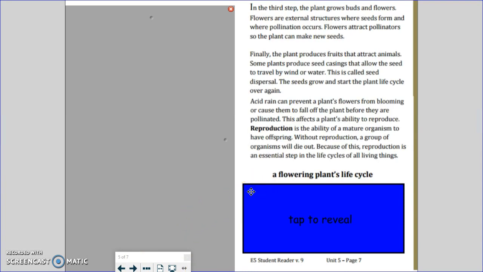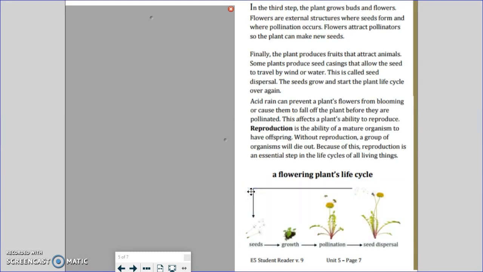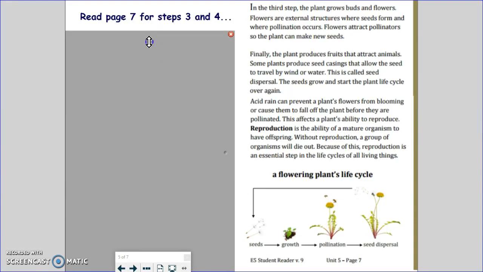Perhaps you have seen this visual before, a flowering plant's life cycle. Seeds, growth, pollination, seed dispersal, and the life cycle starts all over again. Steps 3 and 4 of a life cycle are found on page 7. Can you find them?